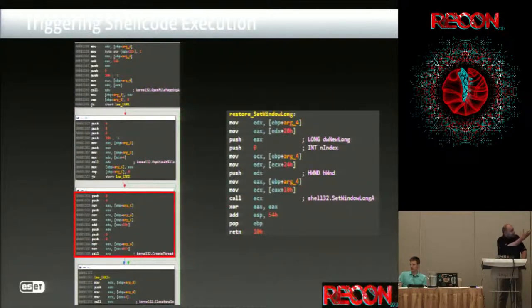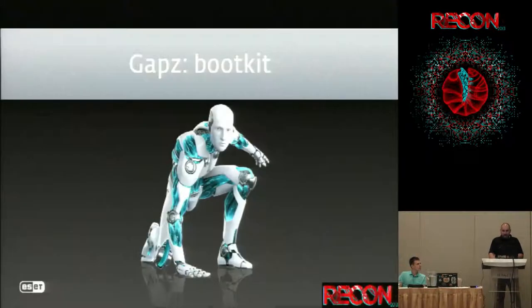And on the right side, the figure describes restoring SetWindowLong to its original state after the shellcode is executed. Let's fix it. And we continue our talk with details about the bootkit. Eugene.